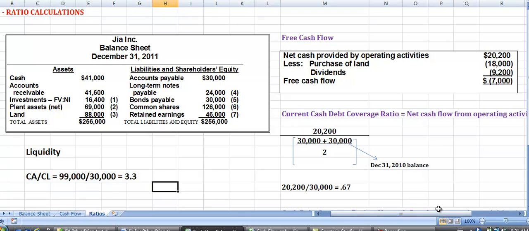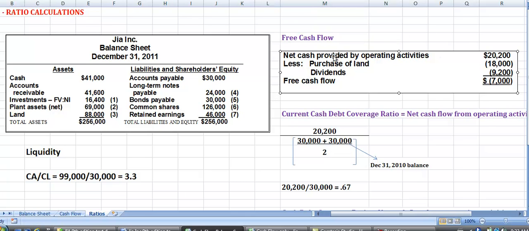The question asks us to calculate free cash flow, the current cash debt coverage ratio, as well as the cash debt coverage ratio. If we look at free cash flow, you remember basically what that is: how much of our cash flow from our ongoing operating activities do we have, so that if we needed to take advantage of investing opportunities that might come up in the future that we may not know about now, do we have enough money to capitalize on them without necessarily having to borrow?